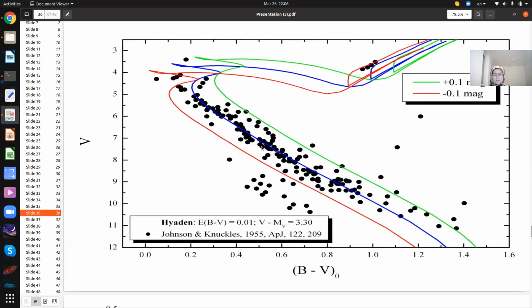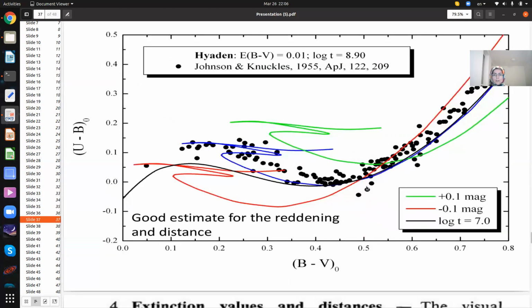And here we draw the isochrone between 0.1 and minus 0.5. Most of the stars are in this region, and the isochrone is drawn in this region, where most of the stars are. Here we can say that in the ultraviolet region, we can have a good estimate of reddening. Ultraviolet observations give us the most precise value of reddening.